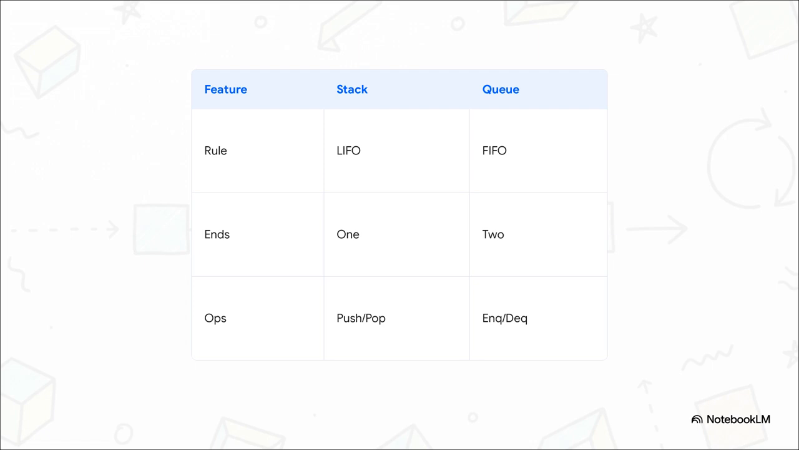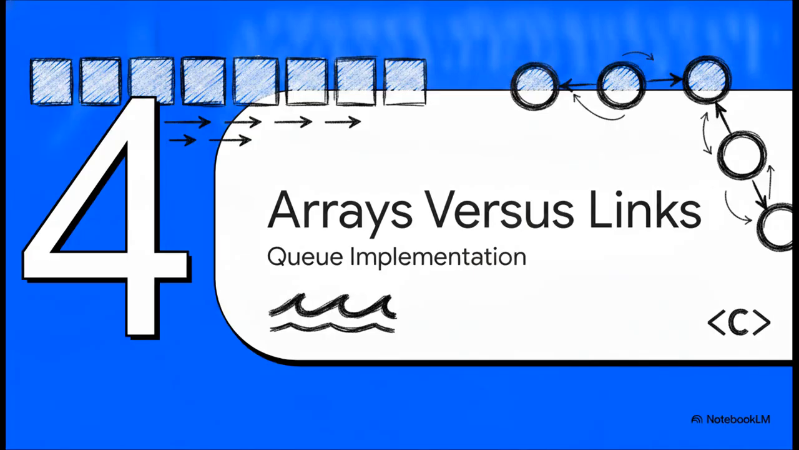But our queue, as we've learned, is FIFO. We enqueue at the rear and we dequeue at the front, actively utilizing two separate ends of the structure. It's a fundamental structural difference that completely changes how data flows through your program. All right, let's wade into the deeper waters of C implementation in Section 4, Building Queues, Arrays versus Links.